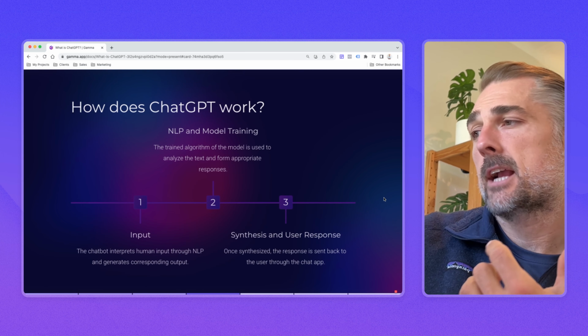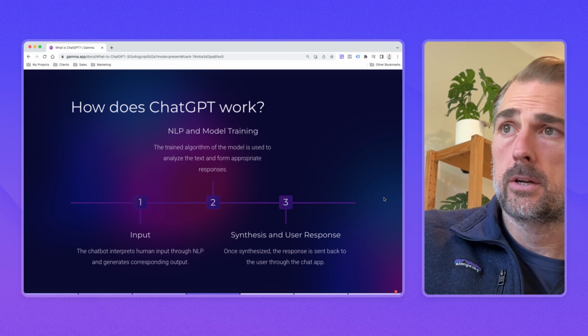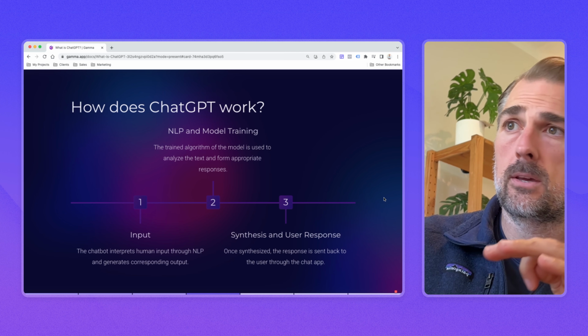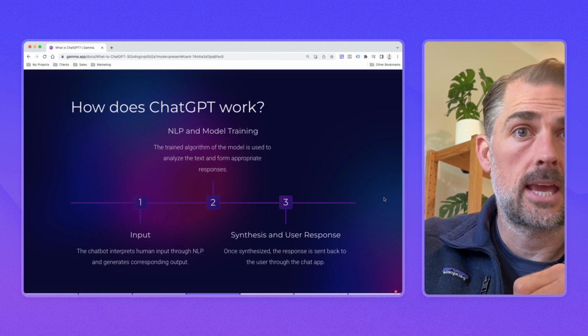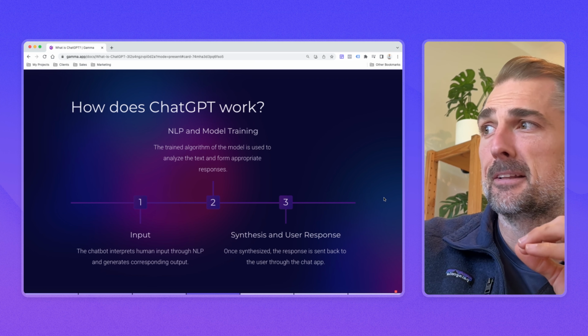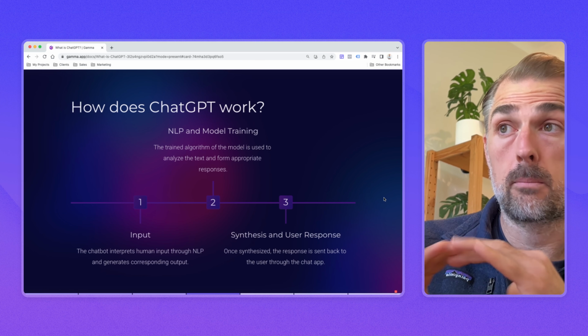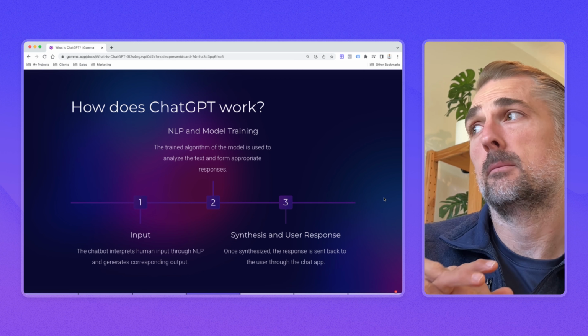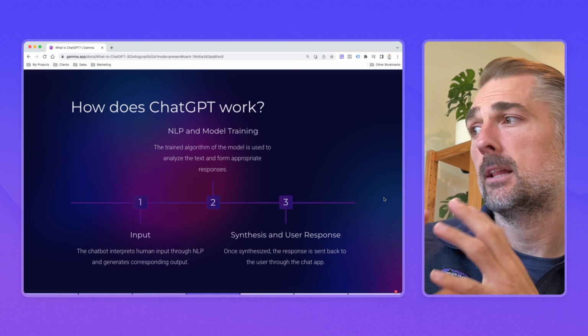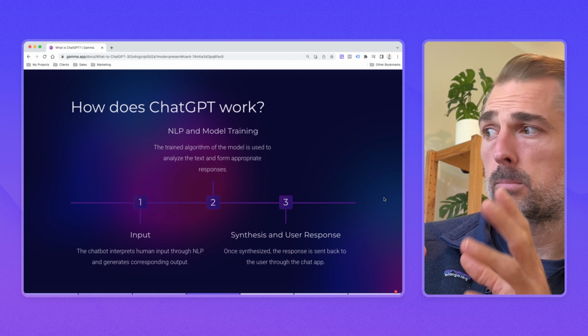So how does it actually work under the hood? We're not going to go into the technical detail of things because none of us really care. I think there's definitely a subset of people that care that are trying to build it. For our purposes, we do not care about the complexities of it. But long story short, they take inputs.